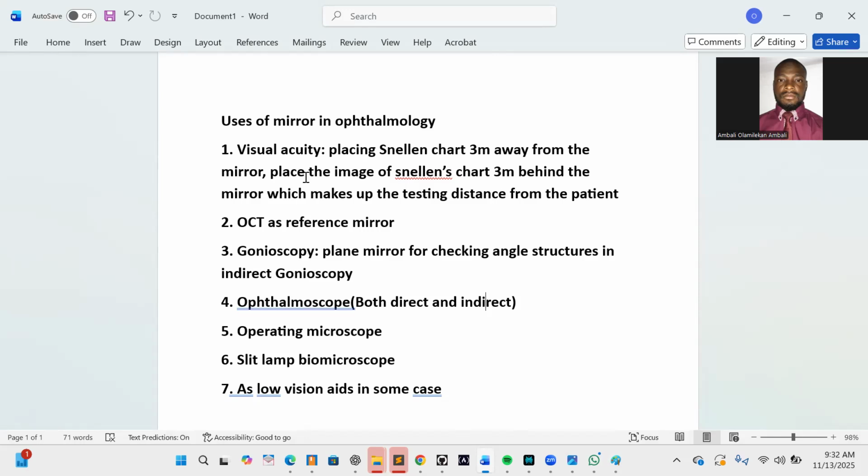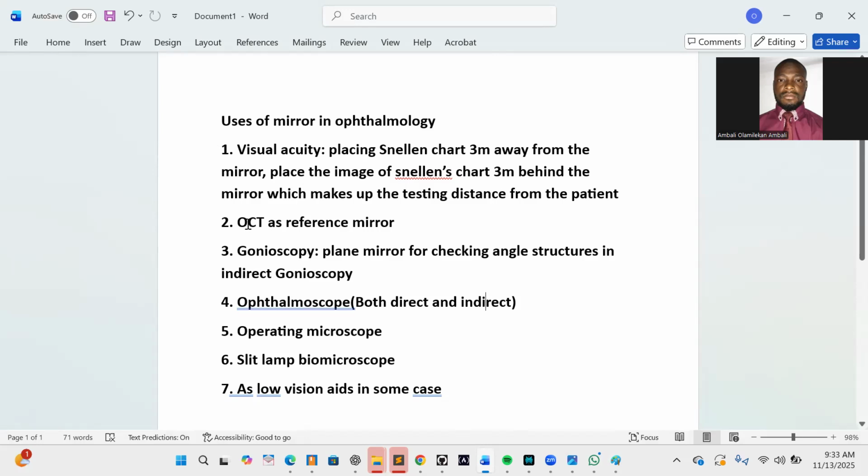That way, the rays from the Snellen chart will go to the mirror, and the image of that Snellen chart will be formed 3 meters behind the mirror. Remember, the object distance and the image distance are equal in a plane mirror. This time the object distance, from the Snellen chart to the mirror, is 3 meters, so the image distance will be 3 meters behind the mirror. Indirectly, 3 plus 3 is 6 meters. That means the patient will actually be viewing the image of the Snellen chart 6 meters away. And so that is one of the uses of mirrors in ophthalmology.